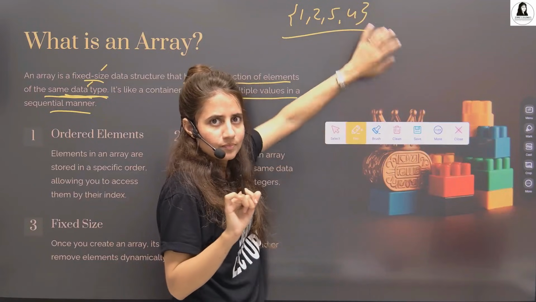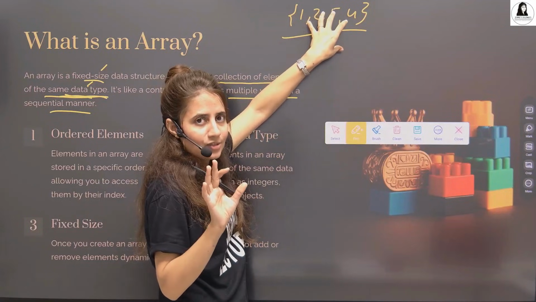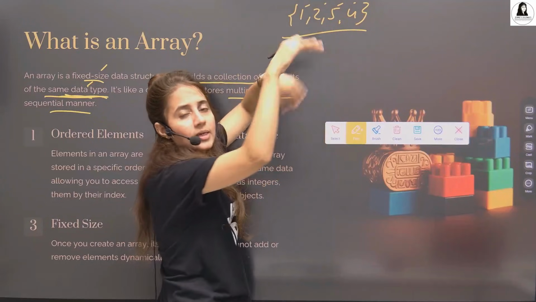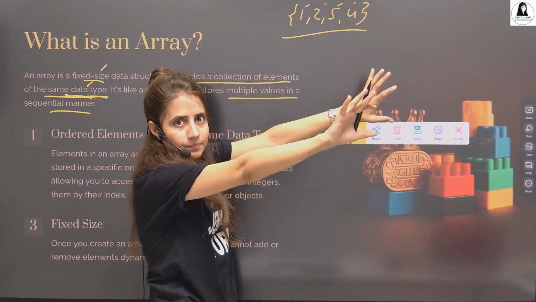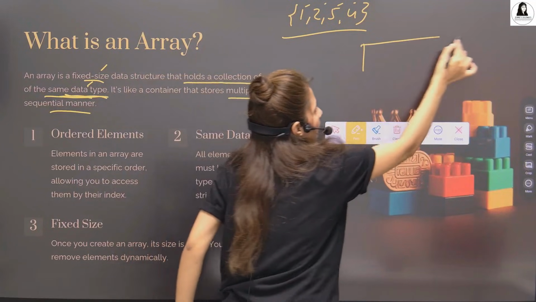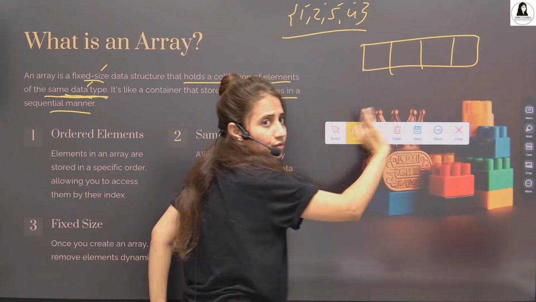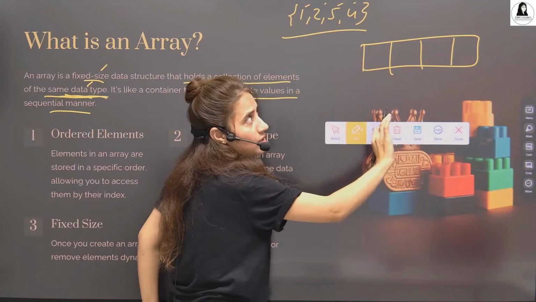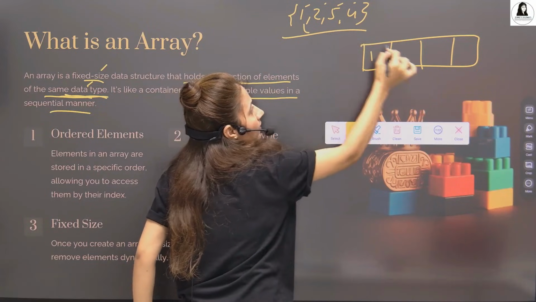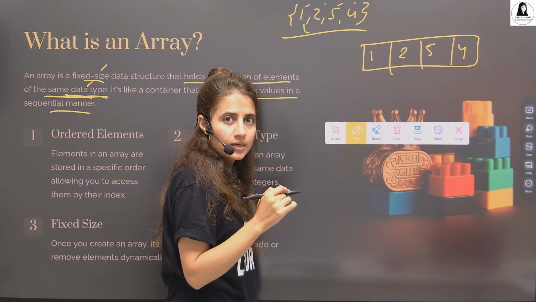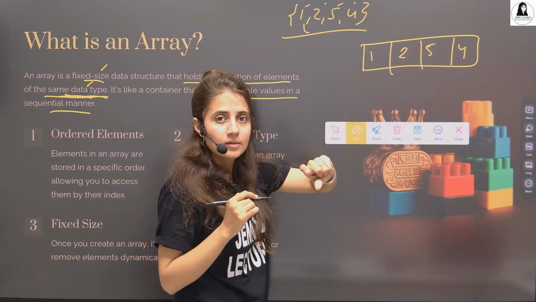How to initialize an array, that I'll show you. But for now, let's take an array having 4 elements. So in heap memory would be allocated, and these elements are stored in contiguous memory locations in a sequential manner. First 1, then 2, then 5, then 4, something like this, right? And these are of type int, right?